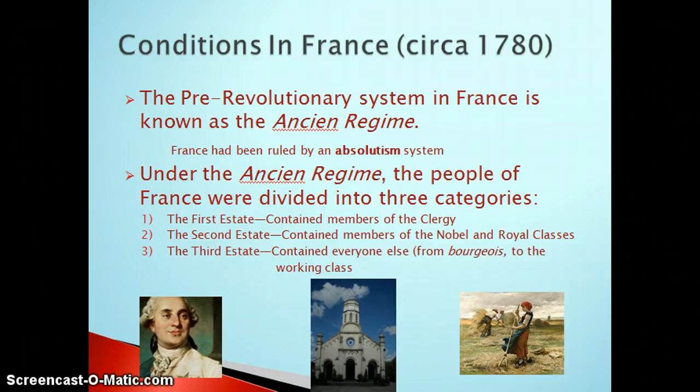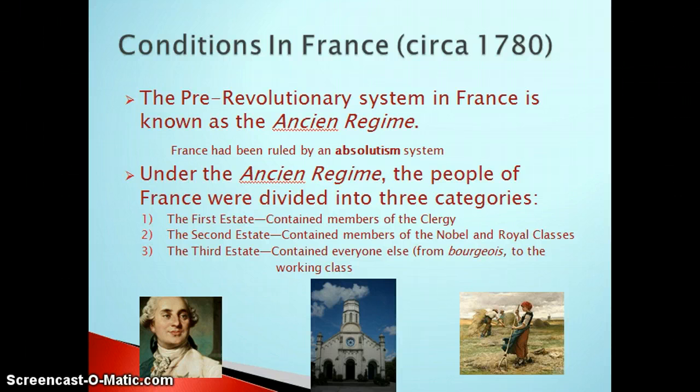In the Ancien Regime, the people of France were divided into three distinct categories. The categories were entitled estates. The first estate contained members of the clergy, the second estate contained members of the noble and royal classes, and the third estate contained everyone else, from the bourgeoisie middle class all the way down to the lowly peasant and the working class.